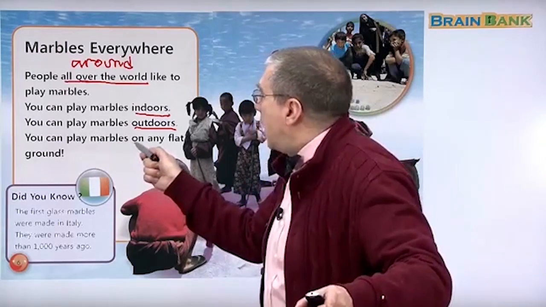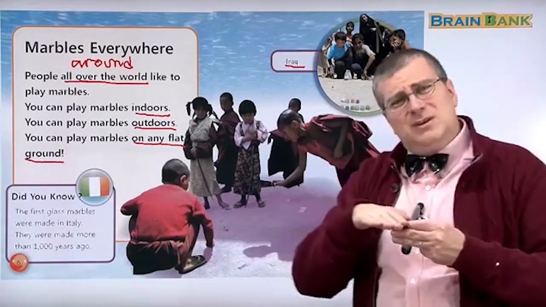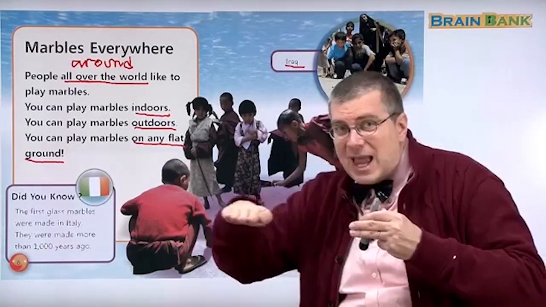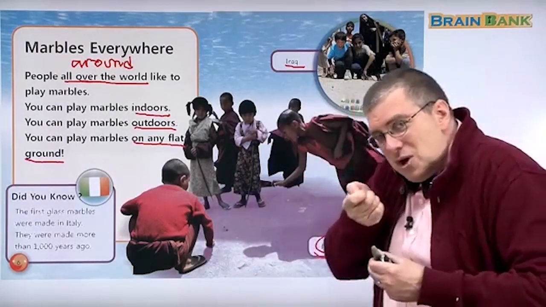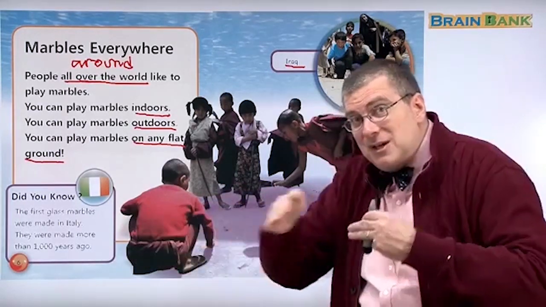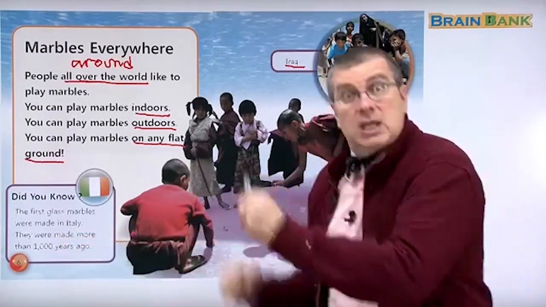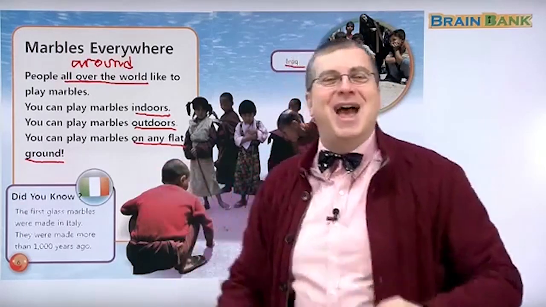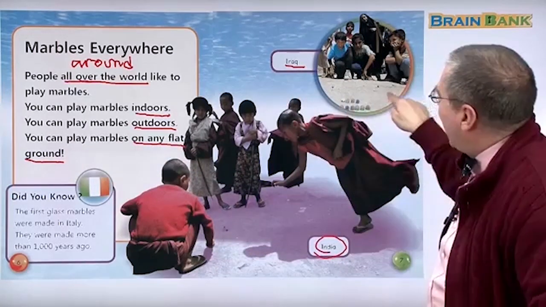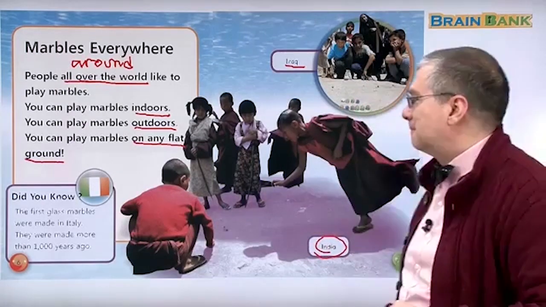You can play marbles on any flat ground. The ground must be flat. What does that mean, flat? It can't be like this. This is not flat. It has to be flat. Why? Because if you shoot the marble on a flat surface, the marble goes and then stops. But on a surface that's not flat, you shoot the marble and it keeps going. You have to run after it. You don't want to do that. So any flat ground, you can play marbles. So be careful. The ground has to be flat.